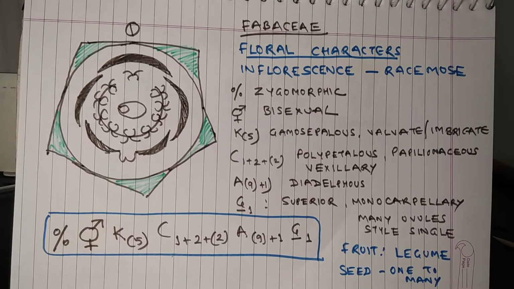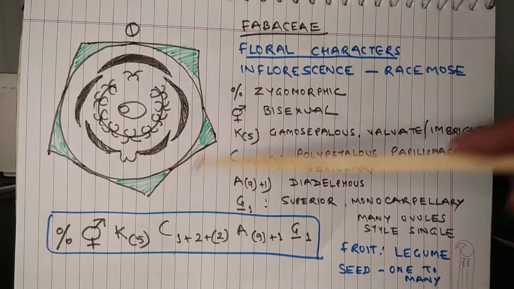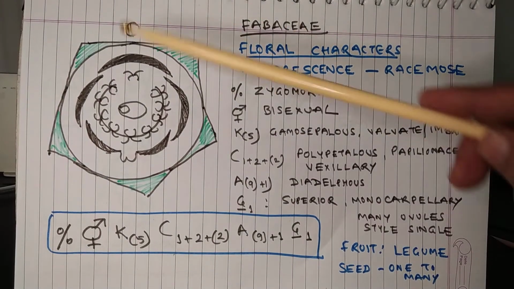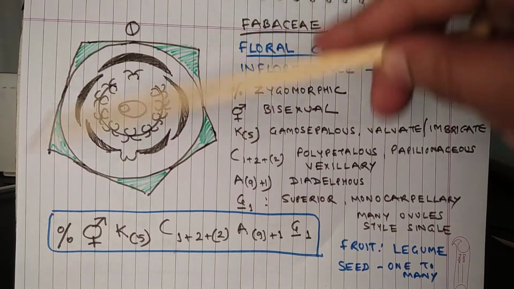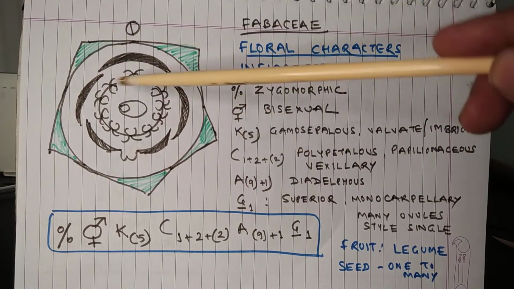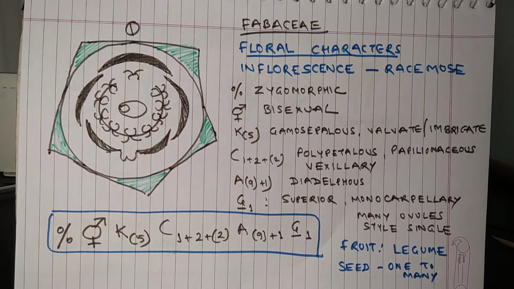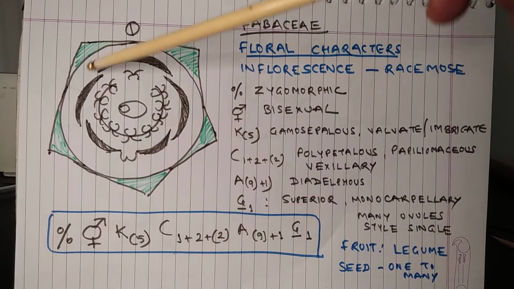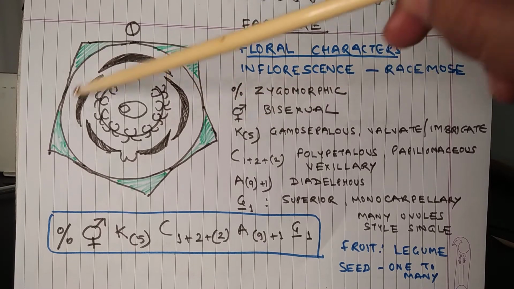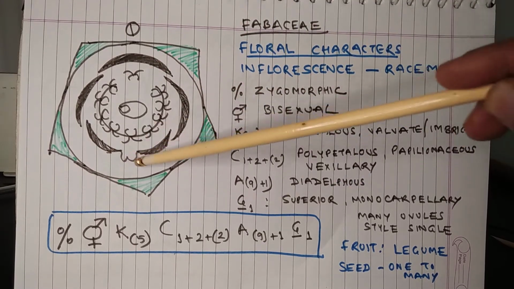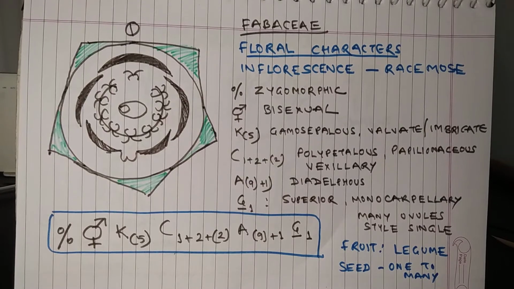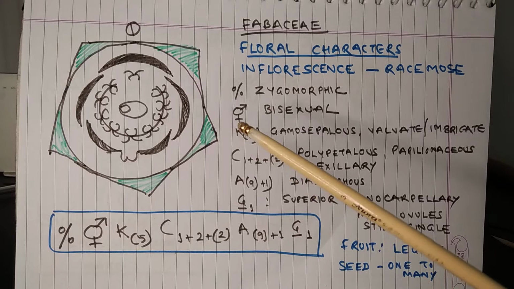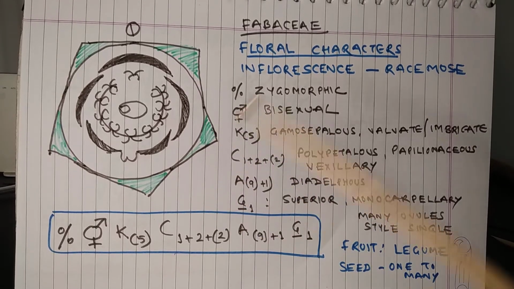Now this diagram shows the floral diagram of Fabaceae. Okay, so the outermost whorl is calyx, this is corolla, this is androecium, and this is gynoecium. So you can see that this is the standard petal, these are lateral wings, and these 2 petals fuse to make the keel, right? This is the floral formula, and let us try to understand the floral characters with the help of the floral formula.